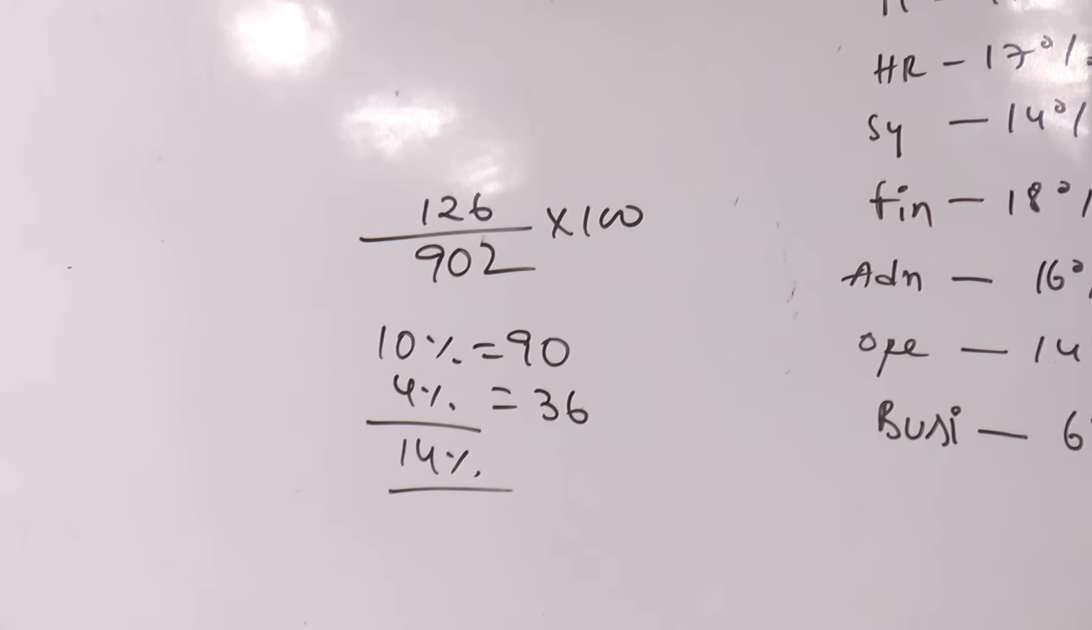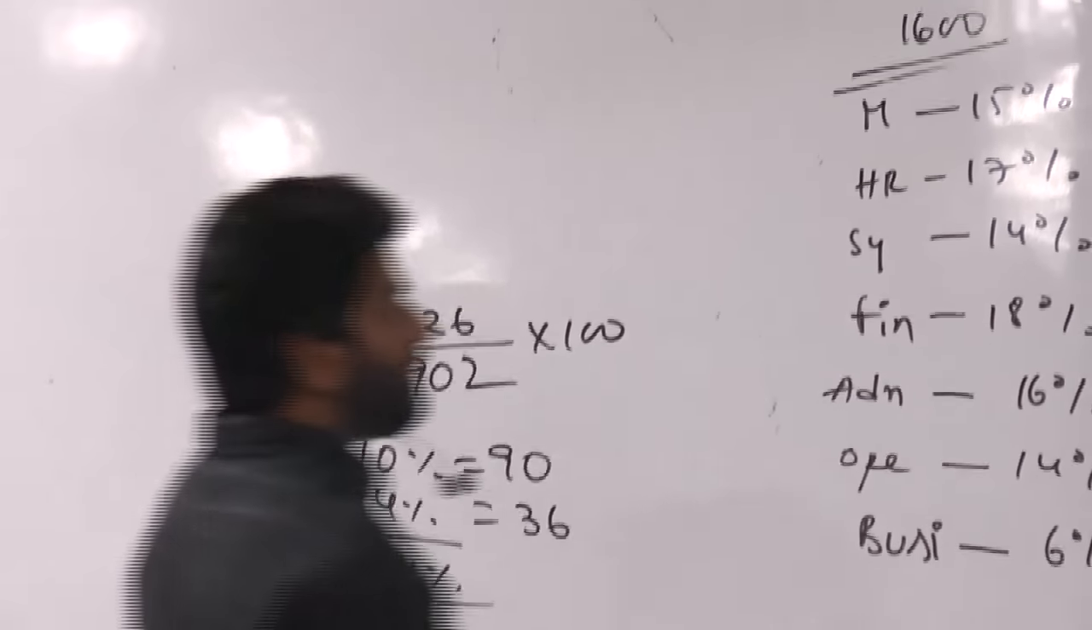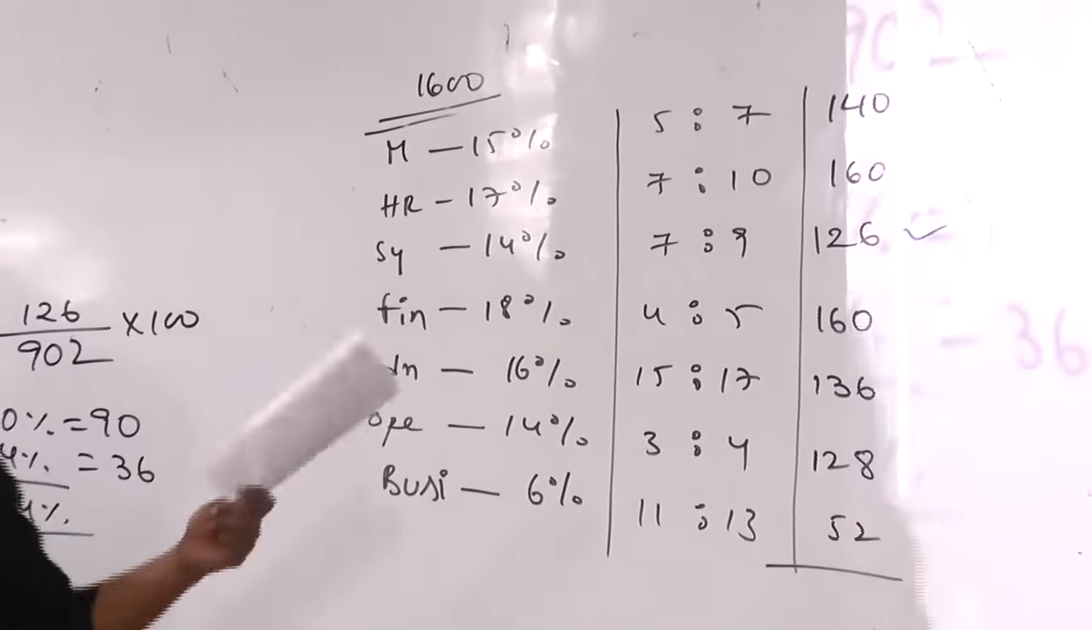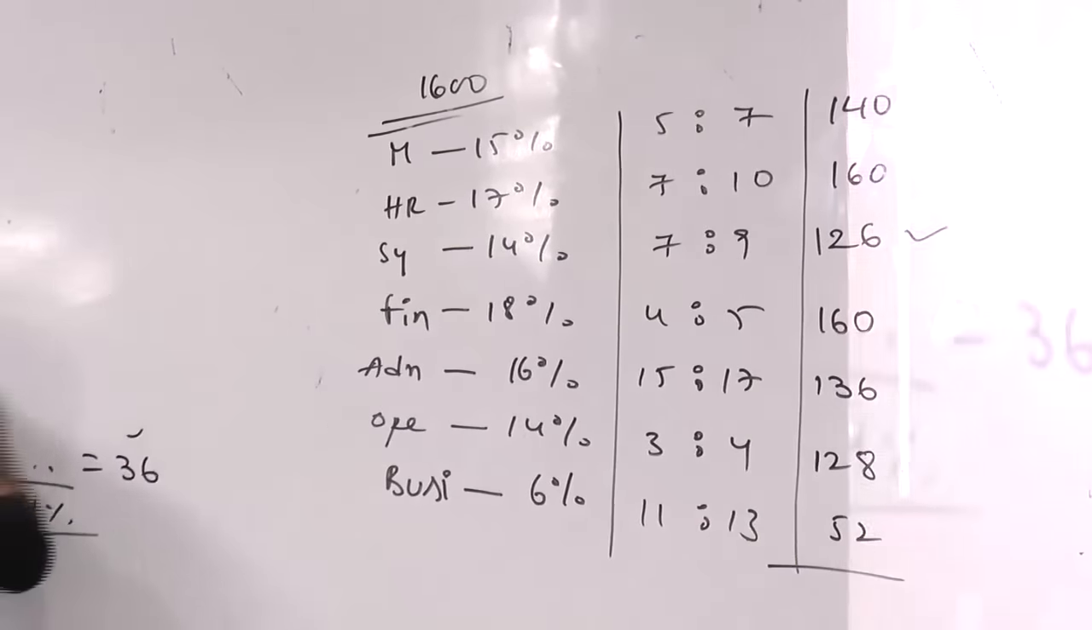Clear? Next, 43. Number of students. See, if you have second division values, you can calculate other values also, right? Next, 43.